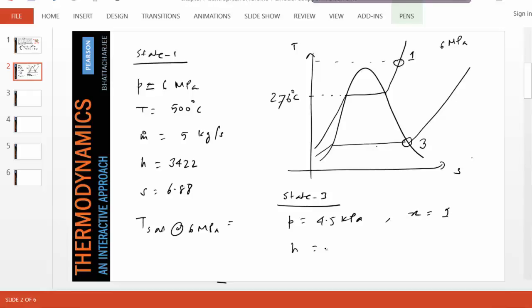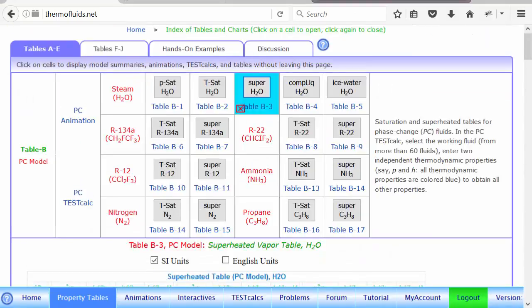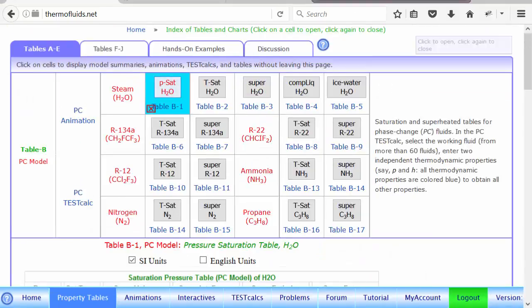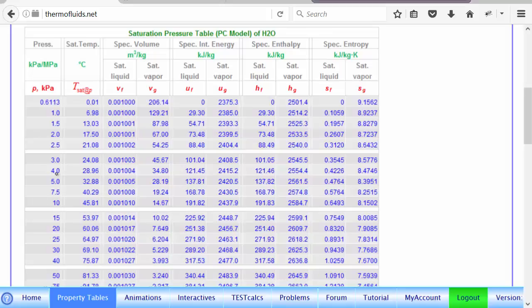Therefore, enthalpy and entropy can be found if we go back to the saturation table. So we go to the pressure saturation table, find 4.5 kPa, which is between 4 and 5. As you can see, we can pick up enthalpy from here, in between 4 and 5. This is our average of these two, and the entropy will be the average of these two. So we'll just eyeball it, instead of spending a lot of time trying to interpolate.